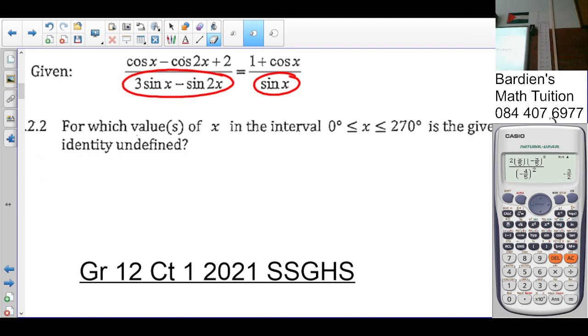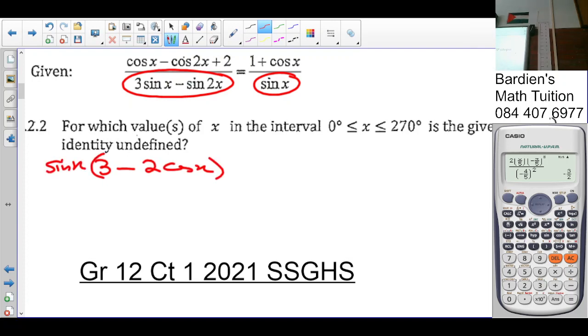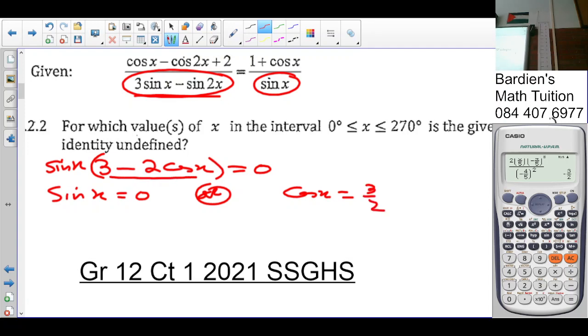What did it work out to be, people? 3 minus 2 cos x. Okay, but outside was sine x. Is where that is equal to 0. So in other words, is where sine of x is equal to 0, or where cos of x is equal to 3 over 2, not so? Or we can say where 3 minus 2 cos x is equal to 0. Then we land up with cos of x is equal to 3 over 2.